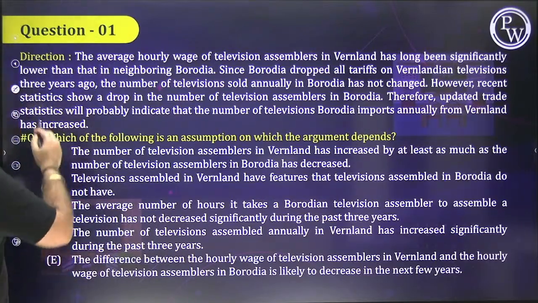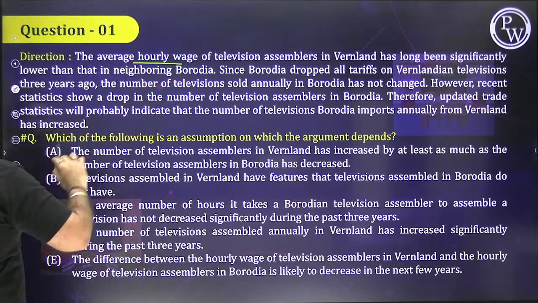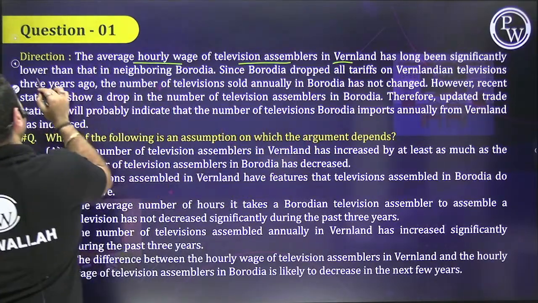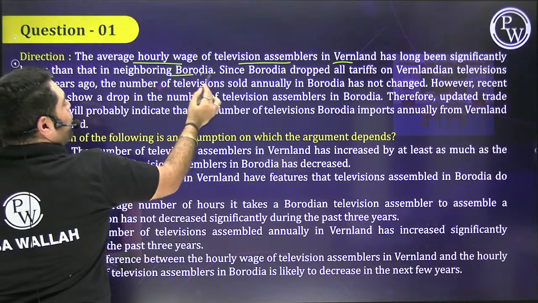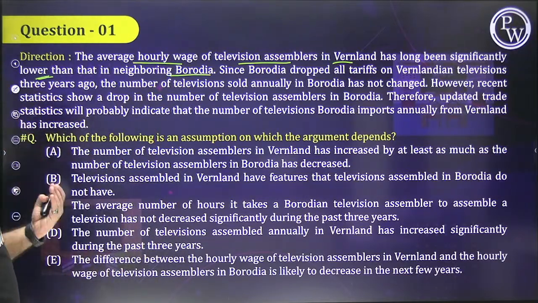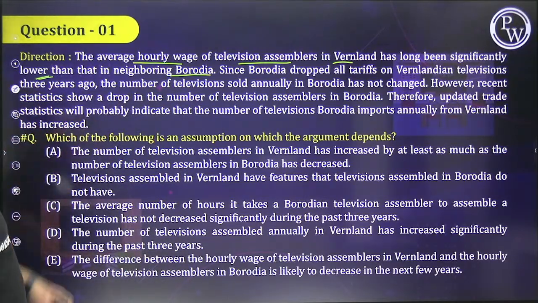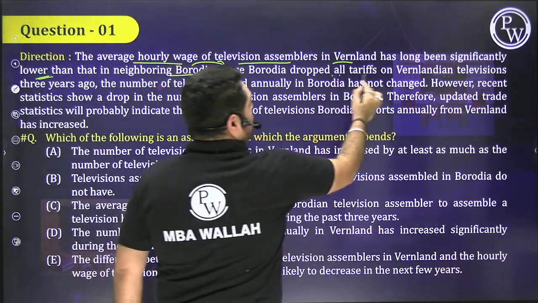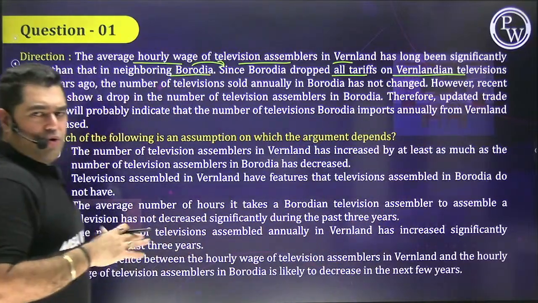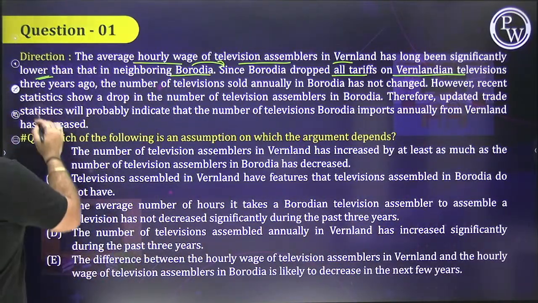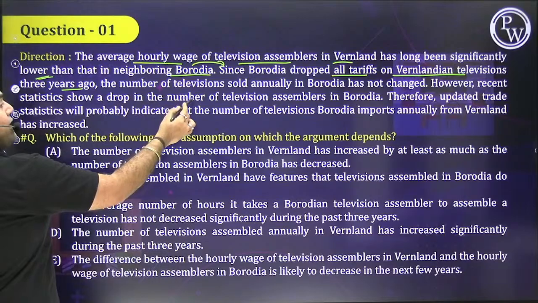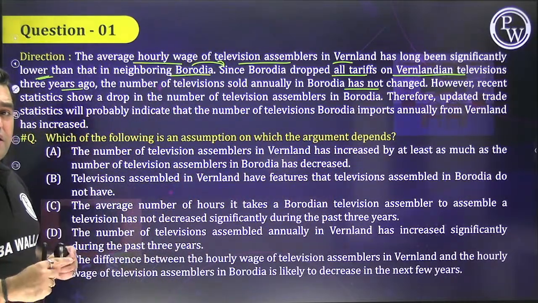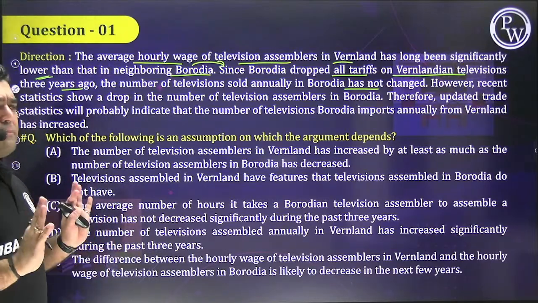Come on. The average hourly wage of television assemblers, okay, in Vernland has long been significantly lower than that in neighboring Borodia. Okay? So you're comparing hourly wage of television assemblers here to there. Since Borodia, this one, dropped all tariffs on Verlandian televisions. Okay? So Borodia, no, well, you can import easily. 3 years ago, the number of televisions sold annually in Borodia has not changed. So in spite of the tariffs dropping, the number of televisions being sold are the same.